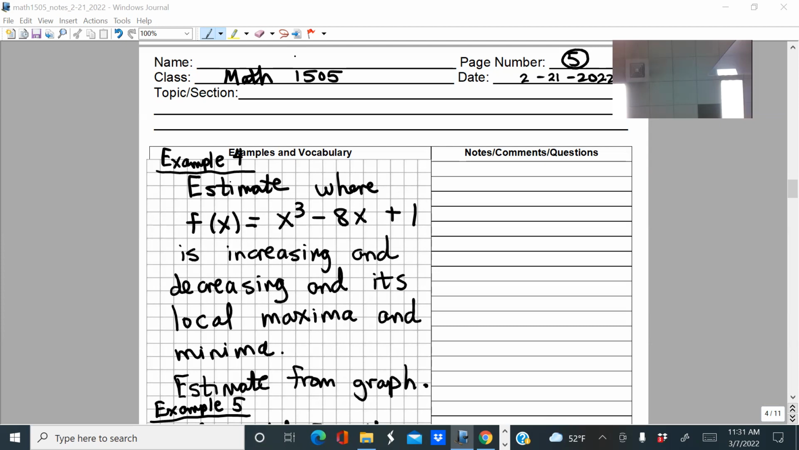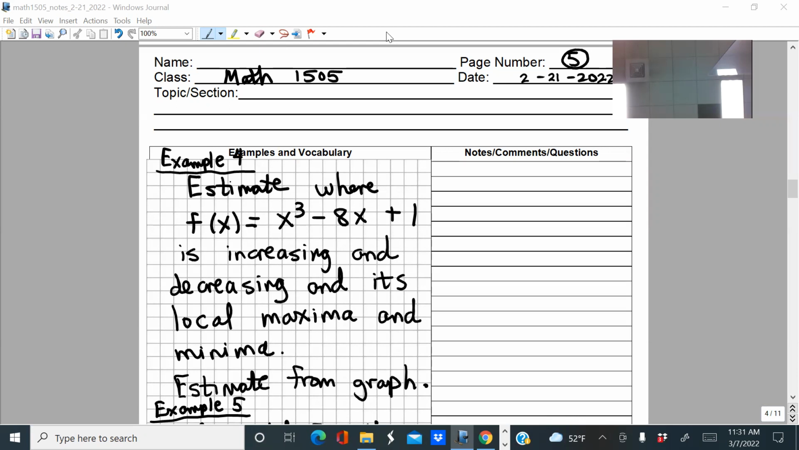So we have no idea what x cubed minus 8x plus 1 is supposed to look like. That's not one of the curves that we've studied in class, right? Other than we know it's not a straight line. So we're kind of in the dark here, right, about how to answer this question without actually making a graph. And so that's what we have to do.